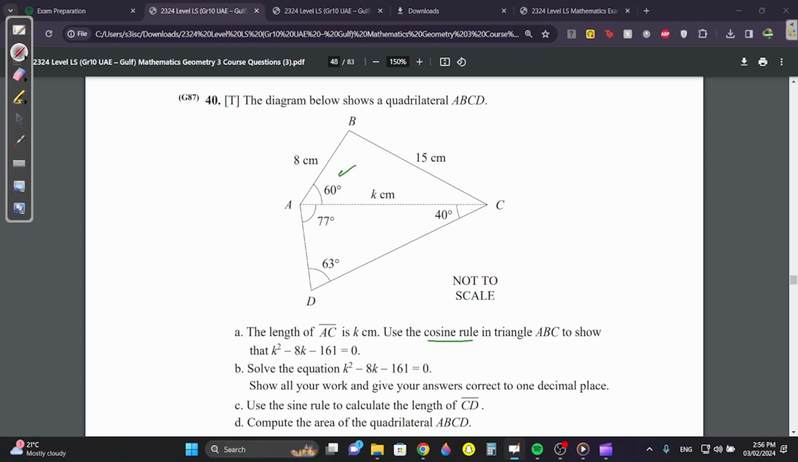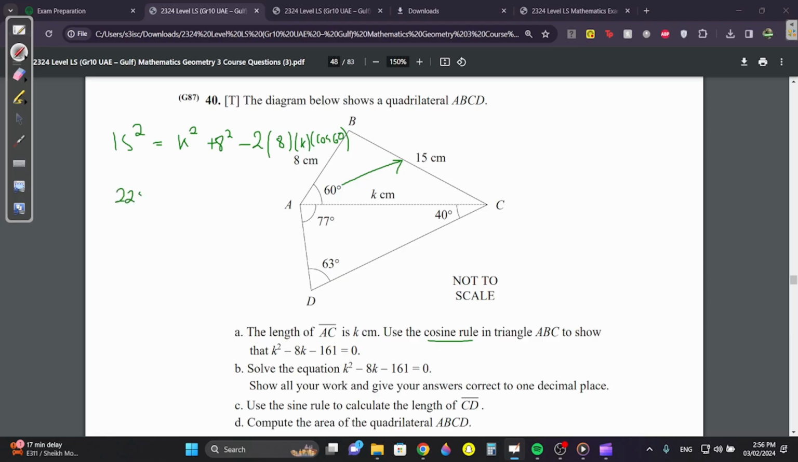How do we use the cosine rule given this angle here? You're going to say, which side do I use? Always use the side that's opposite to the angle. Now, what do we have? We have this angle 60. What's opposite to it? 15. So we do 15 squared equals the other two sides squared: k squared plus 8 squared minus 2 times the other two sides, 8 times k times cosine of the angle, in this case 60.